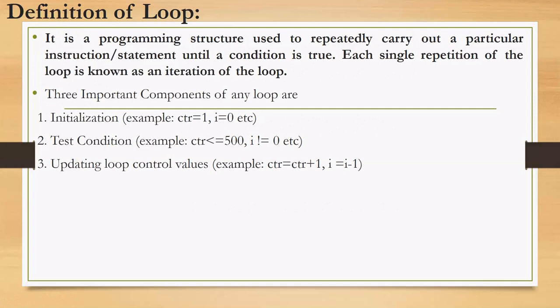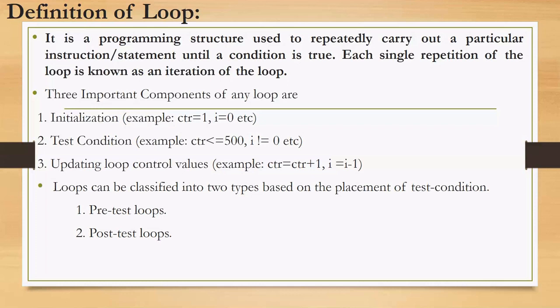As shown in the example, in initialization, for example CTR, counter, is equal to 1 or i is equal to 0, or whatever variable we are going to take in our program. So we are initializing that variable to 0. That is first, initialization. Next, test condition: my CTR should be less than or equal to 500, or i not equal to 0, or i is less than or equal to 5. That many iterations it will take care of with respect to the statement in the loop. Next is updating, where for every iteration plus 1, either you can increment the loop or you can decrement the loop, so you can go with both cases.